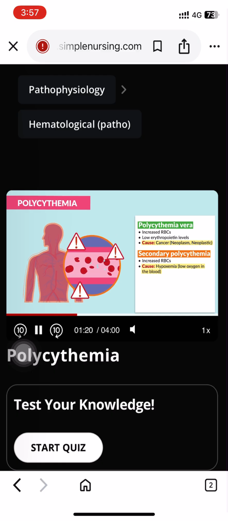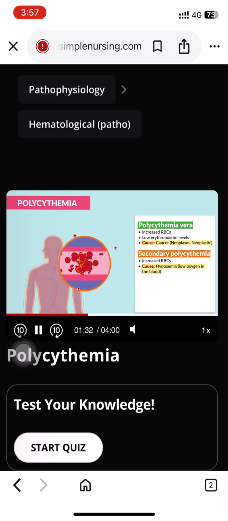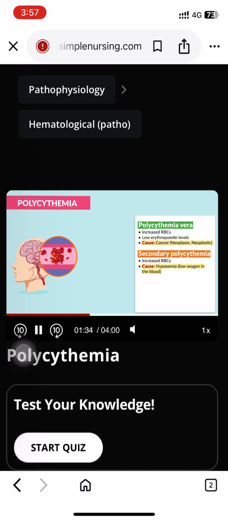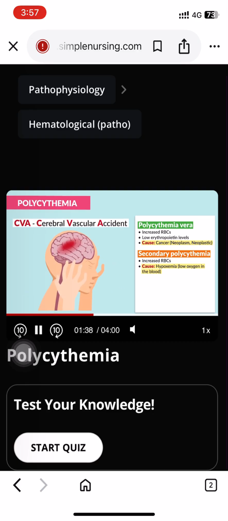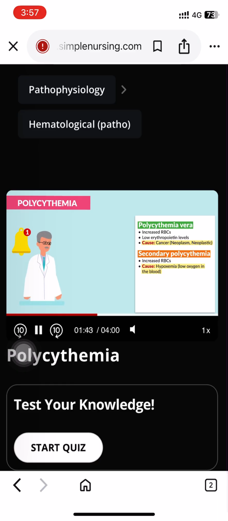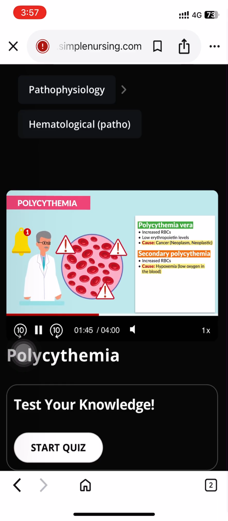But instead of perfusing the body, the extra RBCs cause a traffic jam within the blood vessels. This thick, viscous blood can easily clog tiny little blood vessels and form deadly blood clots, specifically the tiny blood vessels inside the brain, causing a deadly stroke, a CVA, a cerebral vascular accident. So this is why we must report any extreme high hemoglobin or hematocrit level.